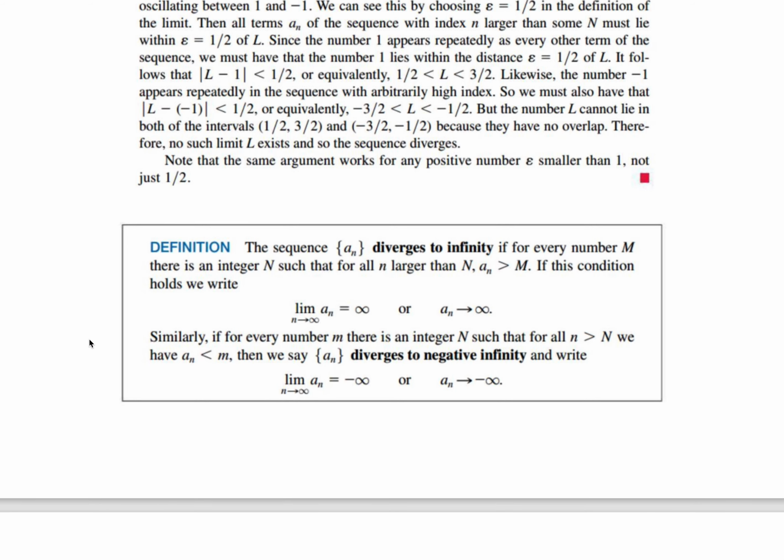Now, I mentioned before, not all sequences are going to converge to a limit. Some of them diverge. And if the sequence terms start to get larger and larger and larger, we say they diverge to infinity. If they are getting smaller and smaller and smaller, we say that they diverge to negative infinity, and that will happen sometimes.